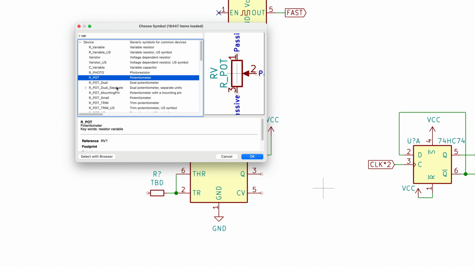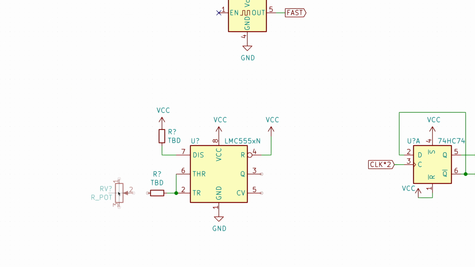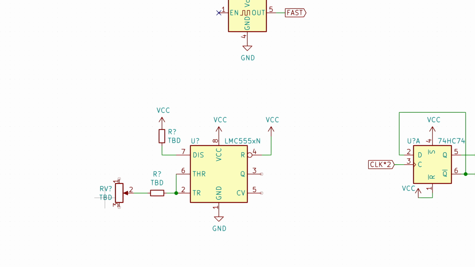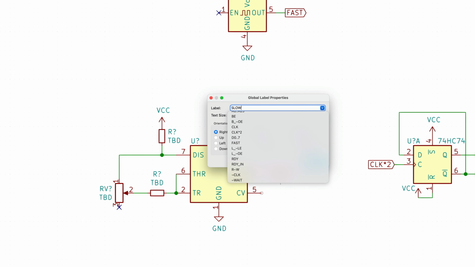I'm going to add a potentiometer. And again, the value for this is going to be determined. And so this goes back to the discharge pin, and then the other pin of the potentiometer we don't connect. And then the output is going to be on the Q pin.